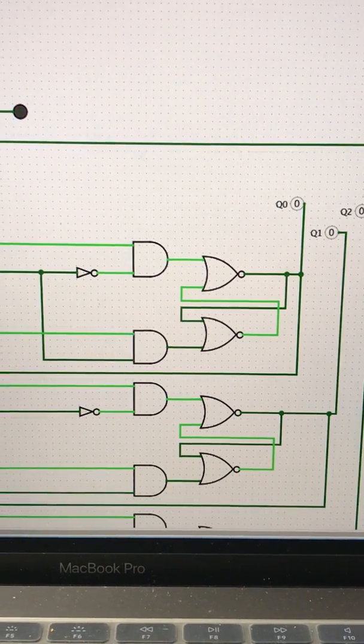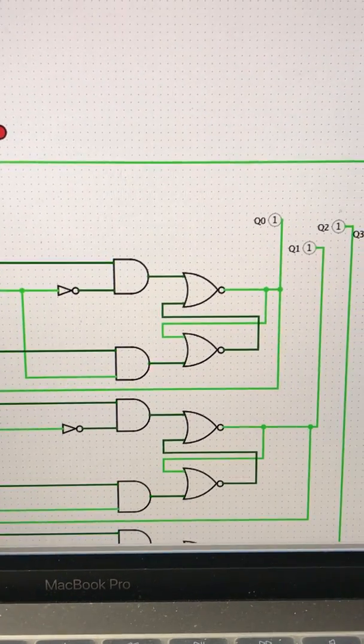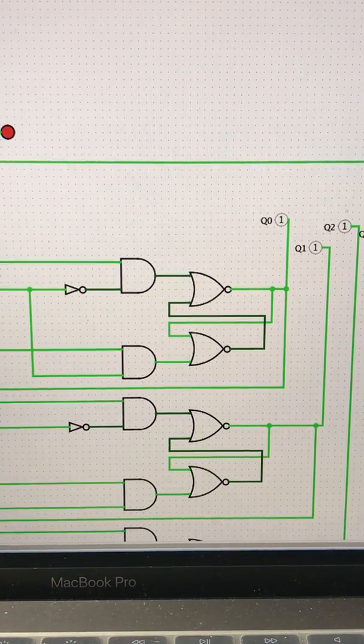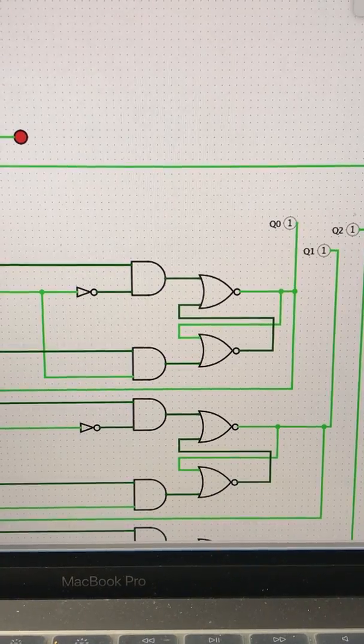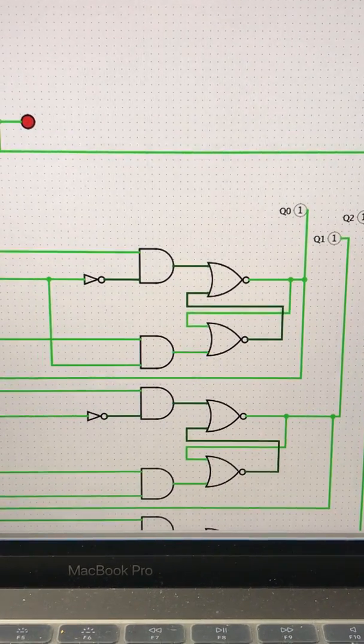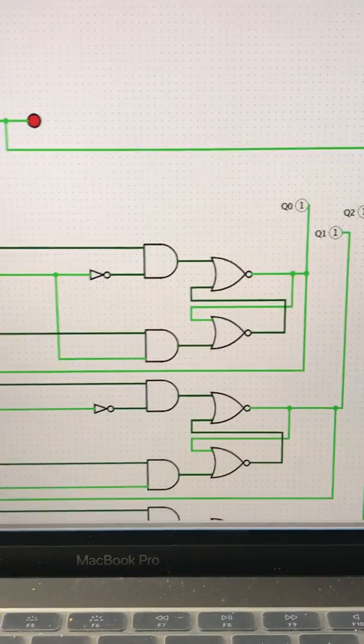So if D is 1 when clock is high, then the output is 1. And if D is low when clock is high, then the output is 0. But if clock is low, the output is held constant at what it was before. So when clock is 0, there's no change.